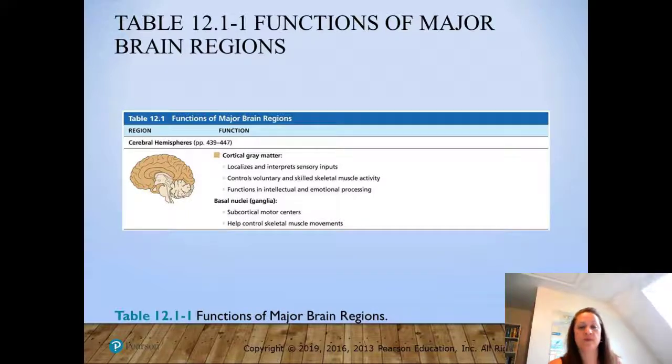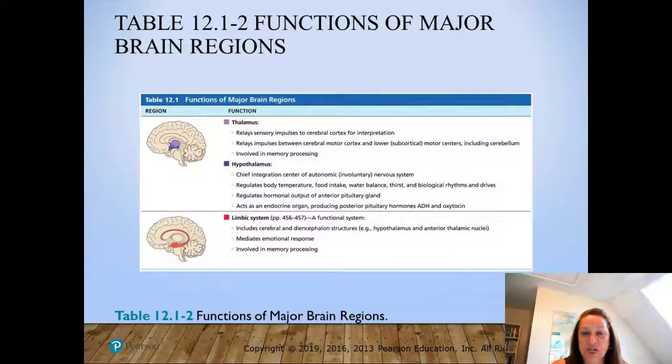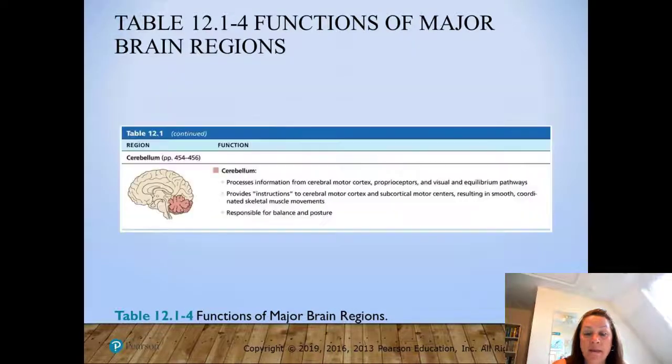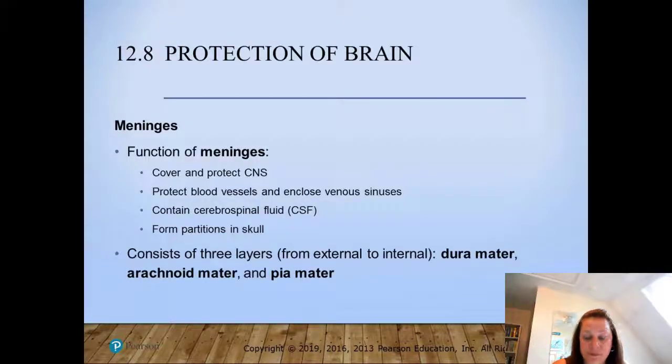This table 12.1 gives you the functions of the major brain regions. It's a great little summary of what we've already been talking about and what happens in each one of those locations. All right, so let's talk about the protections of the brain, right? We have what's called the meninges, the dura, arachnoid, and pia mater, and their role is to cover and protect the brain of the central nervous system, the blood vessels, and contain the cerebrospinal fluid.